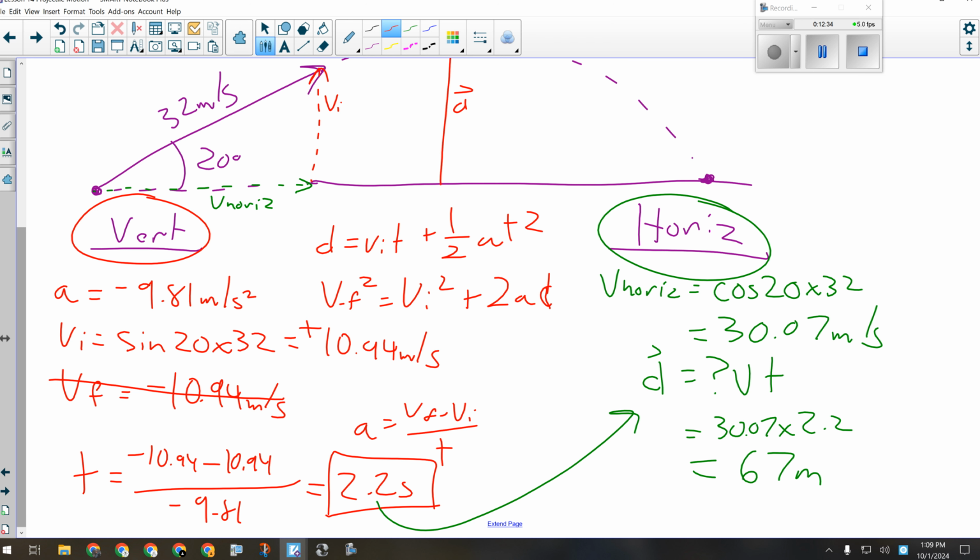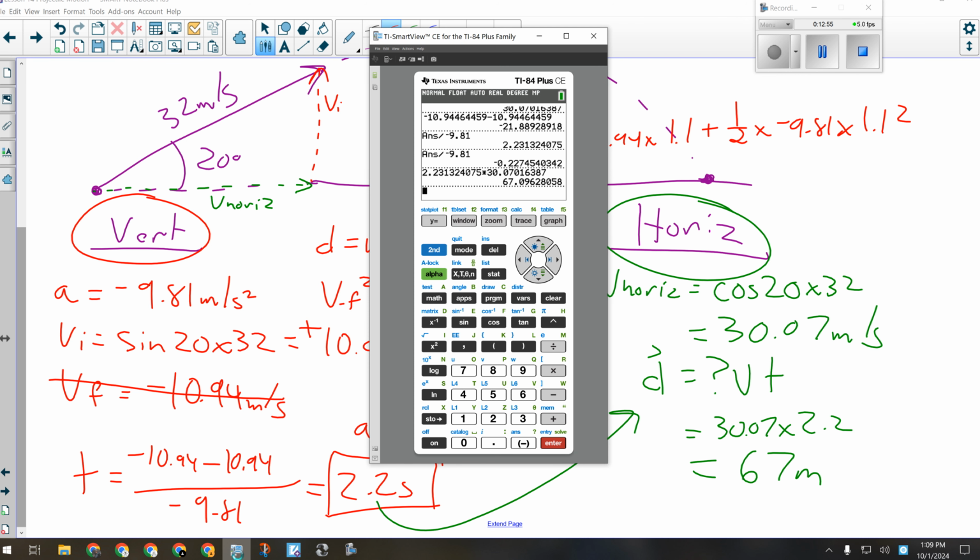All right, so I have VI. If I'm doing that one there, I'm going to go 10.94 times 1.1. I'm just going to write 1.1 in there, plus 1/2 times negative 9.81 times 1.1 squared. Actually, I'm going to take that time number and divide it by 2, so I have a real number to use there. Divided by 2.